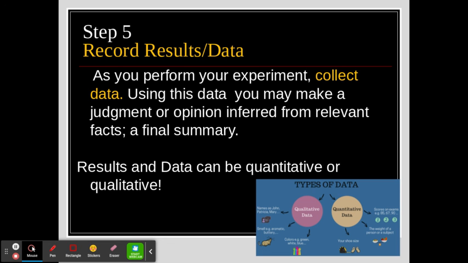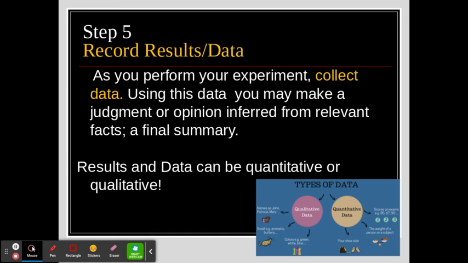So after you conduct your experiment, you figure out your variables, your groups, you get your materials, you make your observations. Now you're going to record your results and collect your data. It's kind of time lapse, right? Depending on how long your experiment may take, it might take a short period of time or a long period of time. As you perform your experiment, you're going to collect that data.